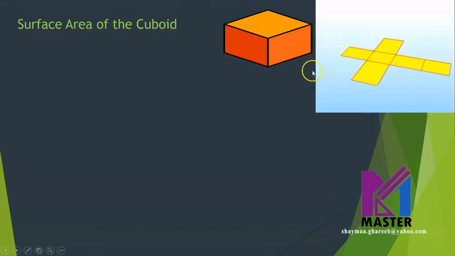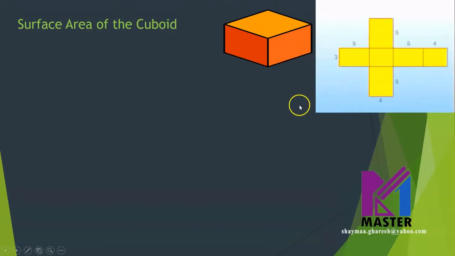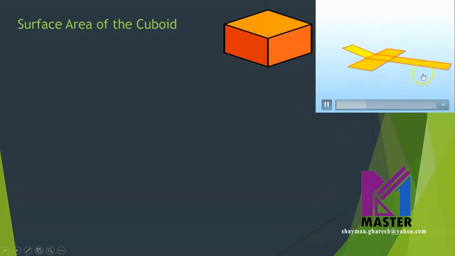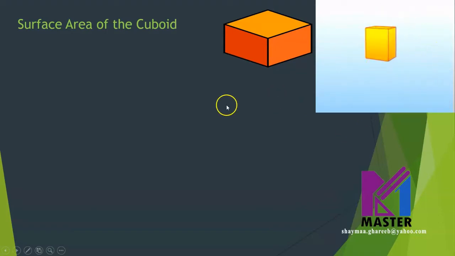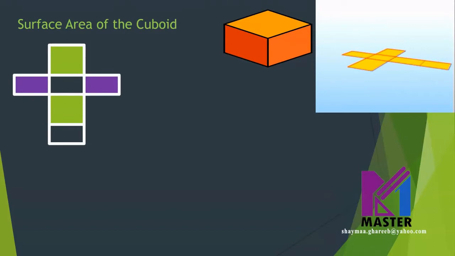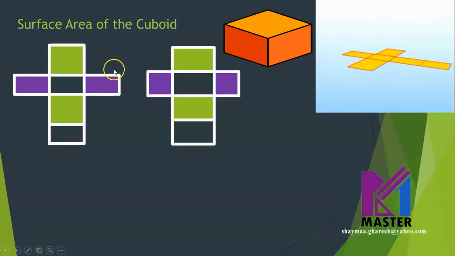Let's see the net of the cuboid. As you can see, it has all 6 faces and all of them are rectangles. Sometimes we can find identical rectangles and sometimes we find different rectangles. We'll see different shapes of nets of cuboid. We have here at the first net, as you can see, these 2 faces are identical and these 2 are identical and these 2 are identical.